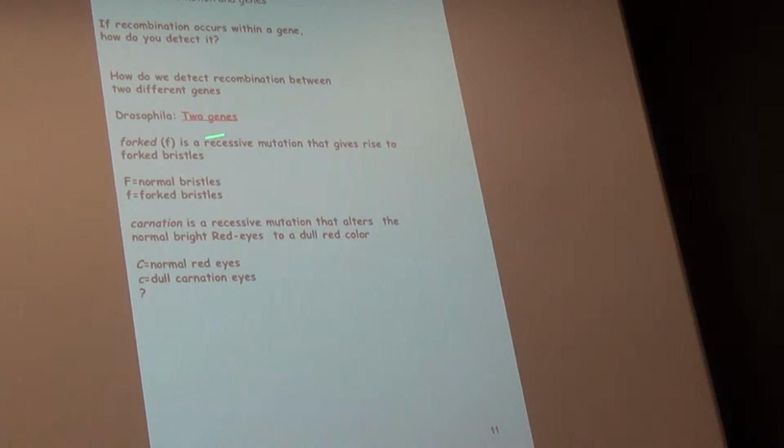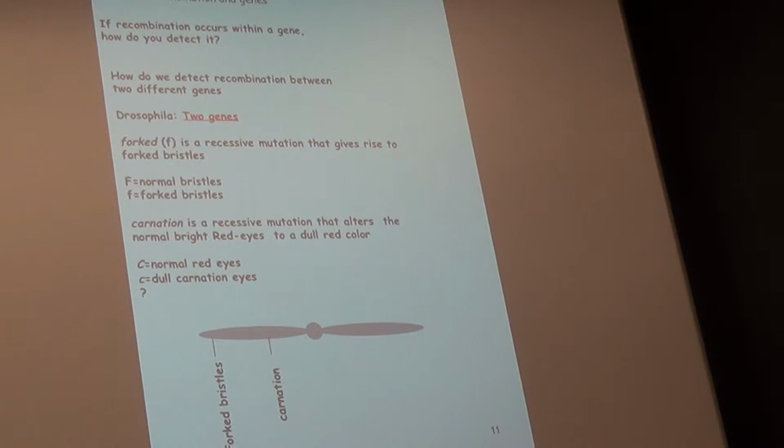So, two genes in Drosophila: fork, which is a recessive mutation, gives rise to fork bristles, and carnation, which is a recessive mutation that changes the color of the eyes. Here is fork bristles, just a cartoon diagram, and here is the carnation gene. When we're measuring recombination, we start with a parent with one combination of these two genes, and another parent with a different combination, and we look for crossing over between those two genes.